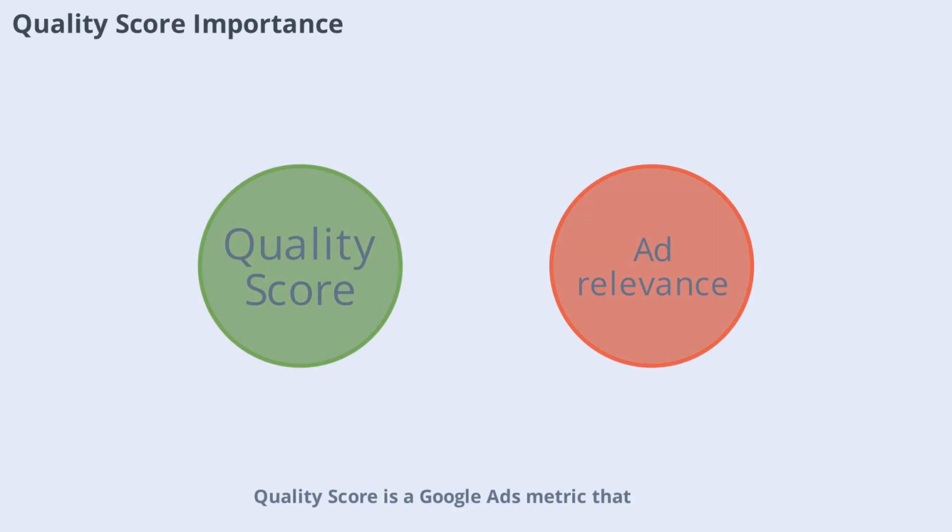Quality score is a Google Ads metric that measures the relevance and quality of your ads, keywords, and landing pages. Higher quality scores lead to lower costs and better ad placements. Focus on improving ad relevance, keyword selection, and landing page experience to boost your quality score.